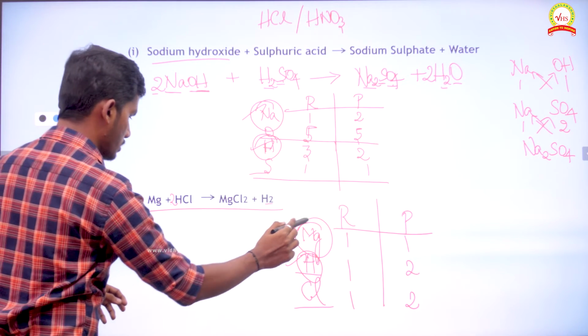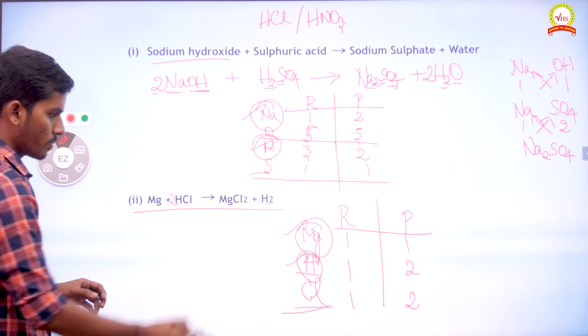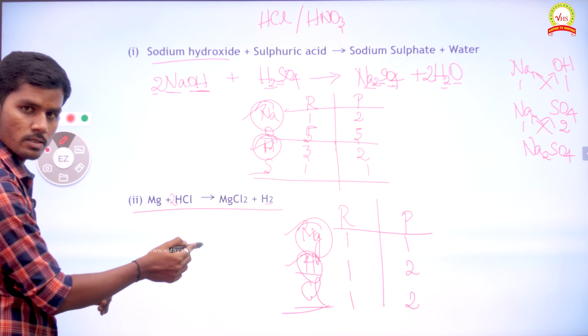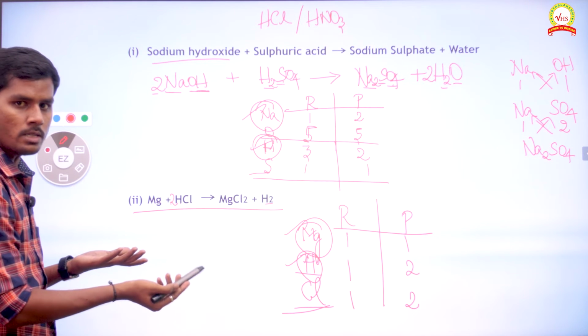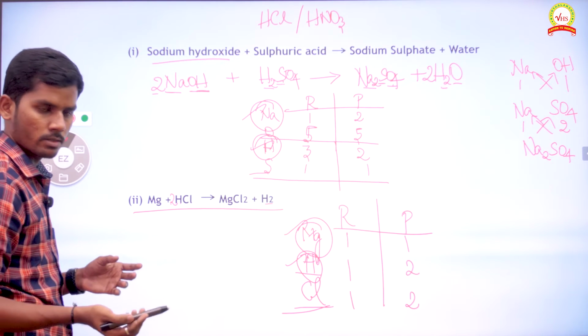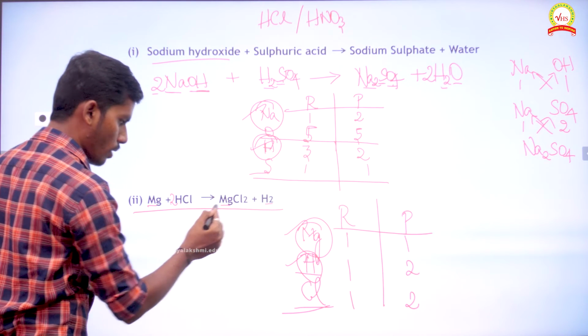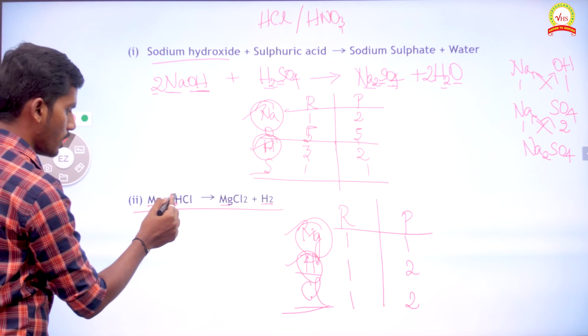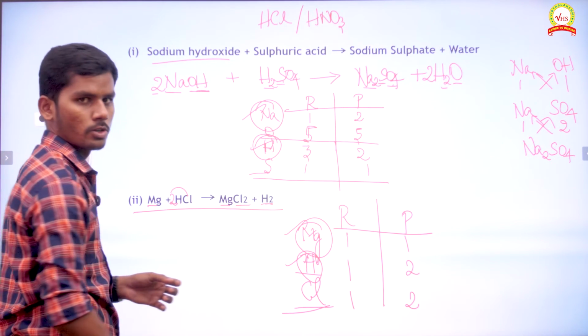Magnesium, it is already balanced. Okay, now check chlorine. 2 chlorine is there. Reactant side, just now we have put 2 over here. So this 2 is common for hydrogen as well as chlorine. So it is automatically balanced. What is the step 4? Check again whether it is equally balanced or not. 1 magnesium, 2 hydrogen, 2 hydrogen, and then 2 chlorine, 2 chlorine.